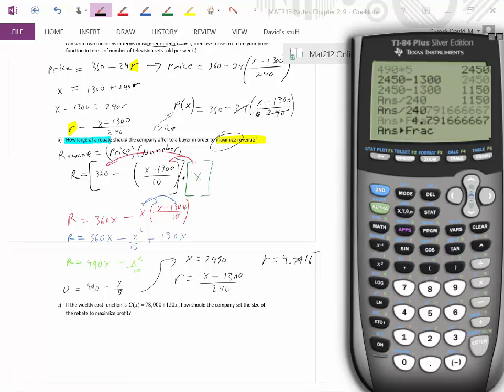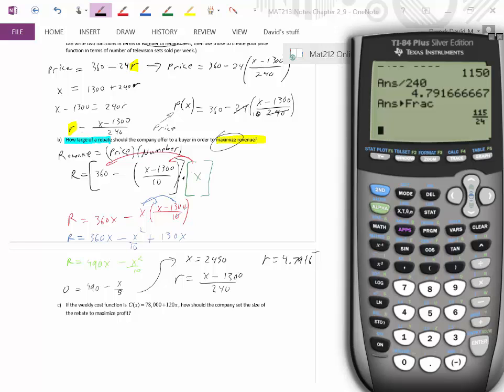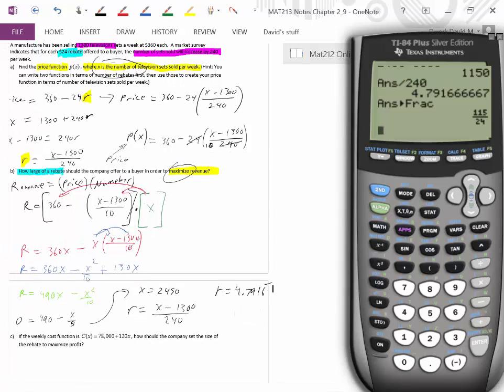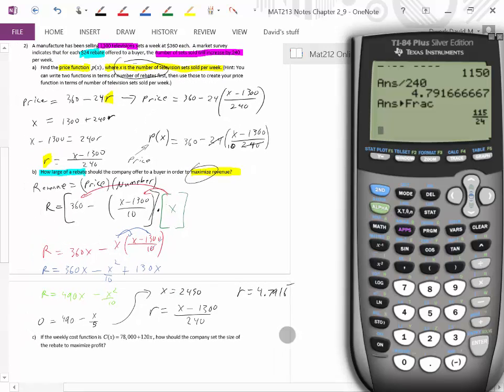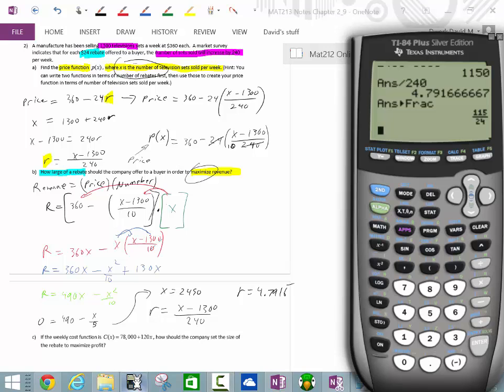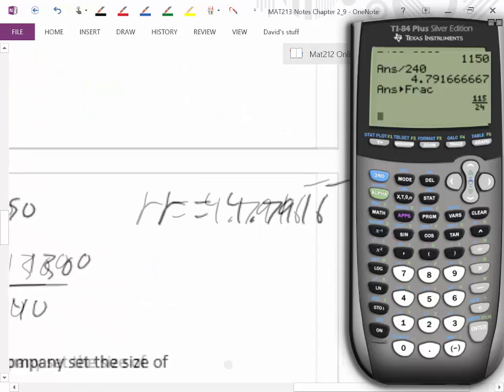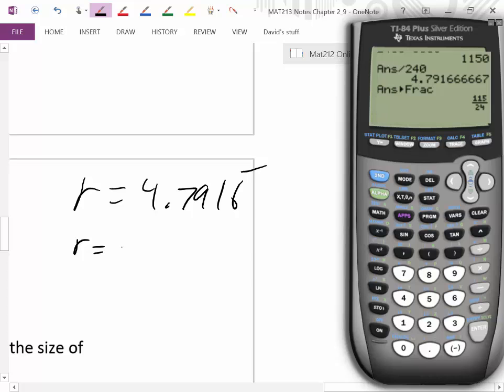Is that a nice fraction? Not really. That's still just the number of rebates. That's not the actual answer. That's just our number of rebates. So therefore, nope, that's right. Okay. I'm just looking for a mistake. Let me pause and see if we made a mistake in our math anywhere. No, nothing's really jumping out at me except the one little nice thing here is that when I write this as a fraction instead, you'll see it's 115 divided by 24. Okay.